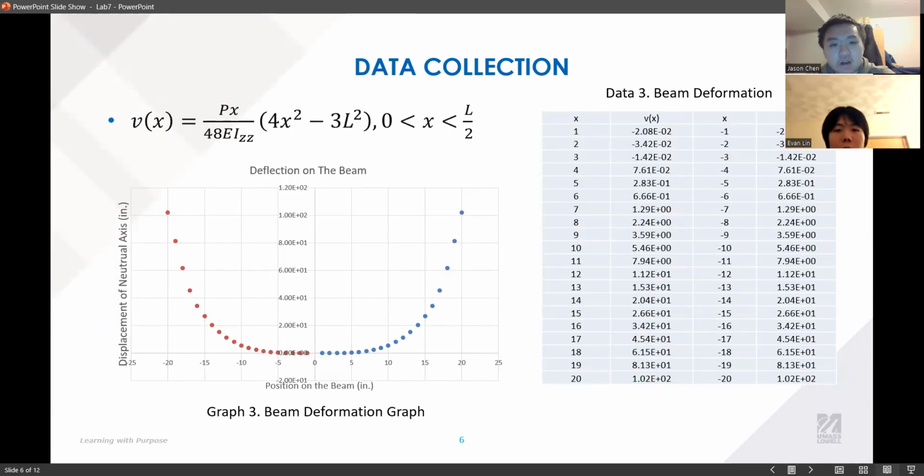And the last part of the lab that we had to calculate was the beam deformation graph. This used the VX equation that was given in the lab manual with measurements and calculated values. The data table is calculated on the right and reflected over the y-axis, creating this beam deformation graph, which kind of simulated how our beam turned out during testing, except to a lesser extent.